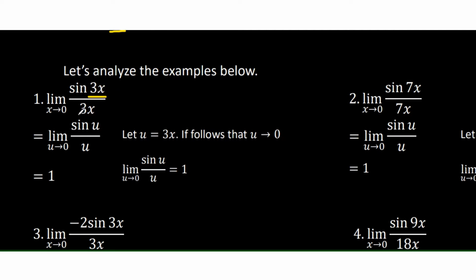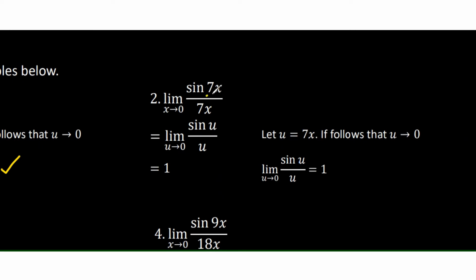3x and 3x here, so they are the same. Therefore, we can say let 3x be equal to u. So from x approaches 0 it becomes u approaches 0, because we are now representing it with respect to u. And following the rule, limit of sine u over u as u approaches 0 is 1. Then we can now have 1 as our answer.